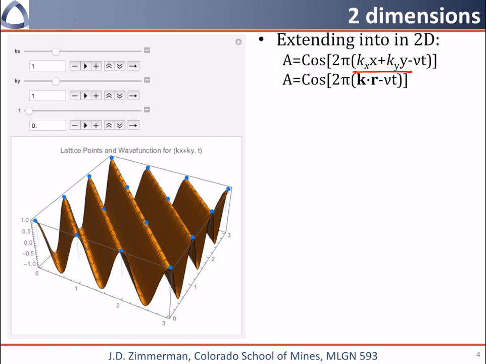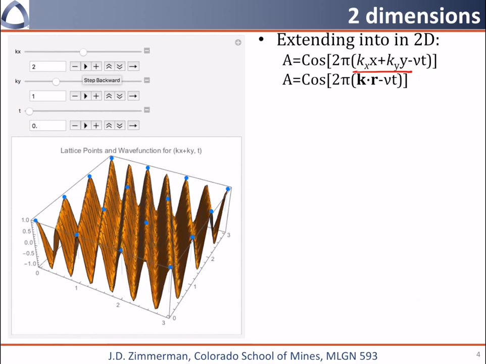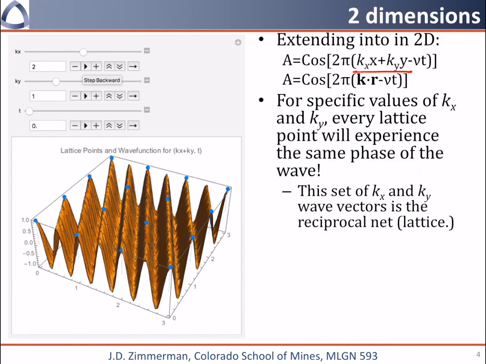So if we look at the wave at left, what we've done is we've set kx equal to 1 and ky equal to 1, and we see that all the blue dots, which are the lattice points, see the same phase of this wave. If I were to set kx equal to 2 and ky equal to 1, we would see that every lattice point still sees the same phase of the wave. There are going to be a large number of kx and ky values where every lattice point will experience the same phase. For this particular case where we set the lattice points to be spaced at integer spacings, the values for kx and ky are also going to be integer spacings. So this set of kx and ky values is going to be the reciprocal net, or the reciprocal lattice.